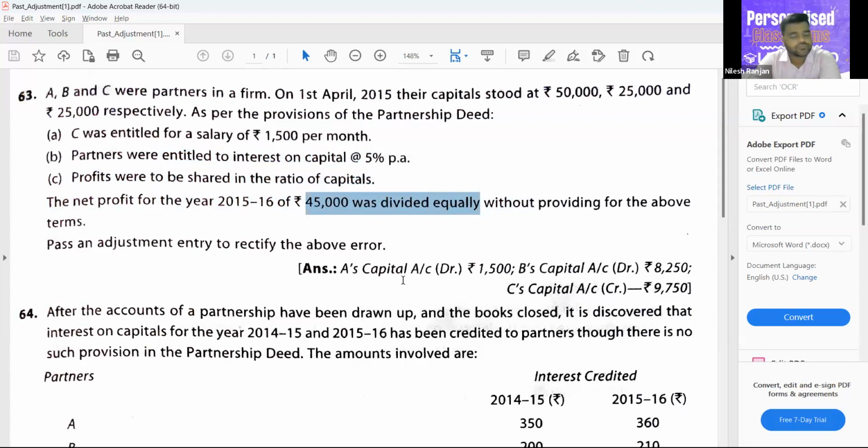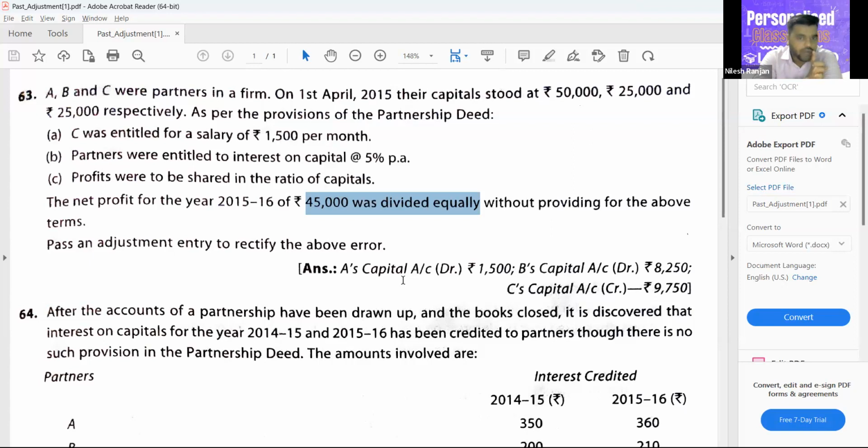So every partner gets 15,000, if we divide 45,000 equally. It is written here that profit is divided equally, so it is wrong distribution. So what we have to do, we have to take 15,000 from each partner. So in their respective column, we will debit this 15,000. And in the firm's column it will be credited.